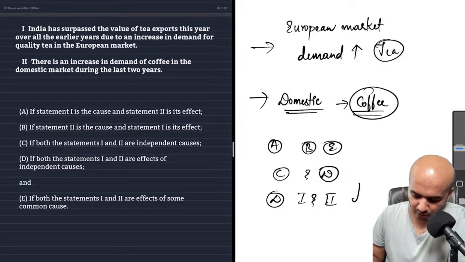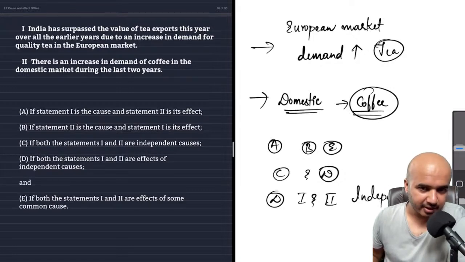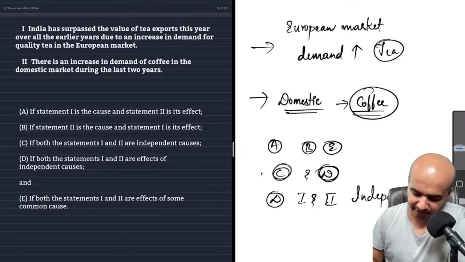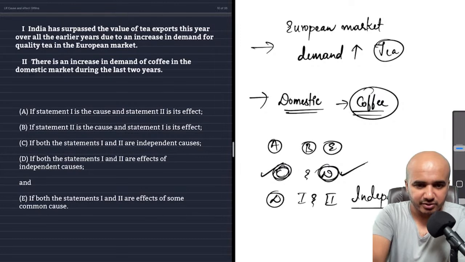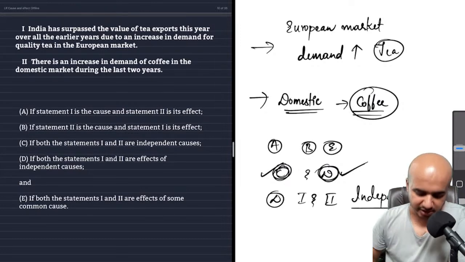So therefore, out of all the options, we can only think of option C and D. I am sure you can equally defend option C as well. Doesn't mean that only D is the right answer. So this is the beauty of topics like LR, cause and effect reasoning, because C is equally plausible answer as well as D. But I would still go with D, because I believe these are the effects of some independent causes. So therefore, option D would be the most ideal option. Let's move on.